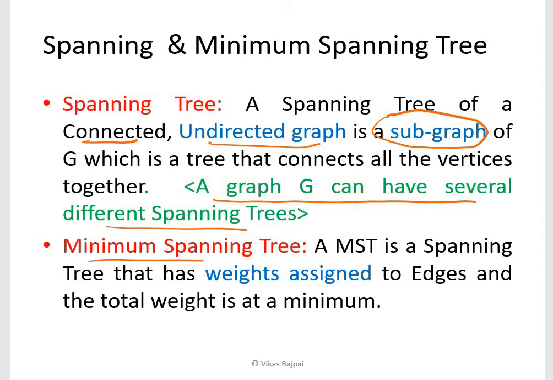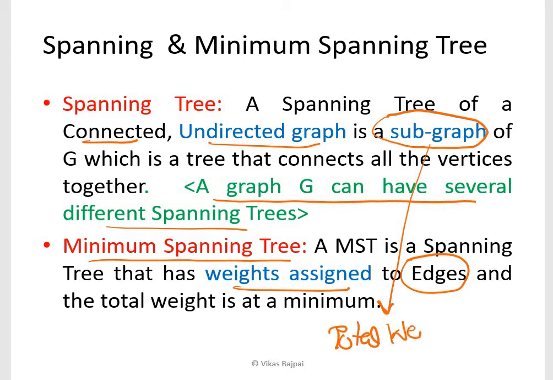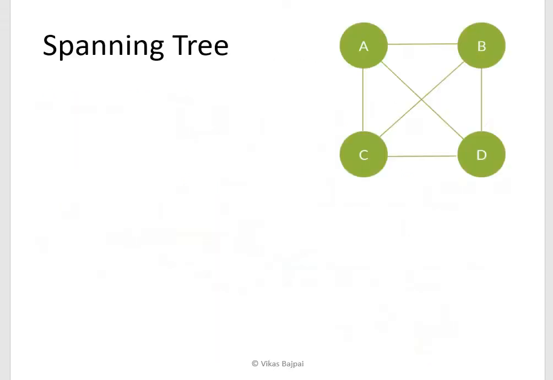The next we have is minimum spanning tree. So minimum means you might have got some idea that this time there will be some weights assigned to these edges, and we should once again have a subgraph where the total weight should be minimum. That's what the aim of minimum spanning tree is. So let's see this with the help of an example.